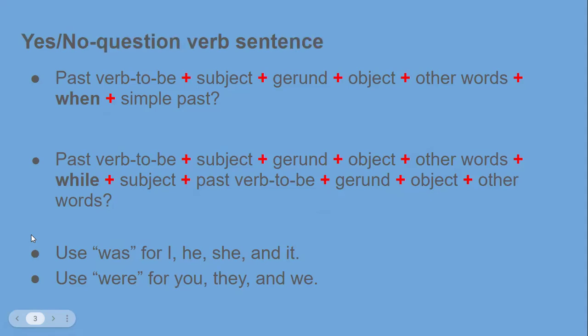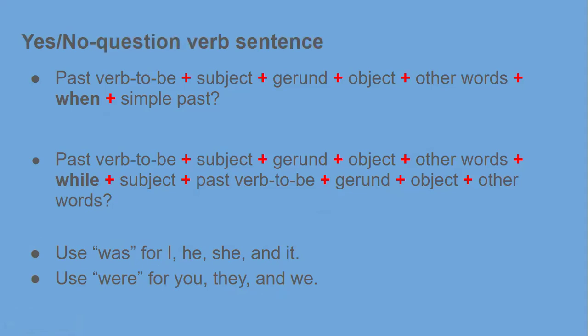Don't forget the rules. The rule says use was for the subject I, he, she, and it. Use were for you, they, and we. So these are the rules associated with the yes-no question verb sentence in the past continuous tense.